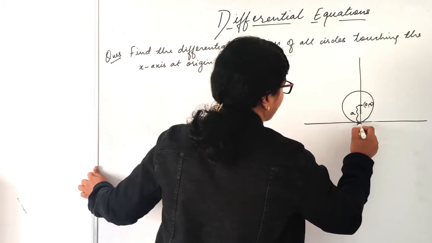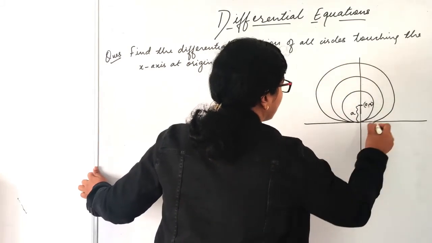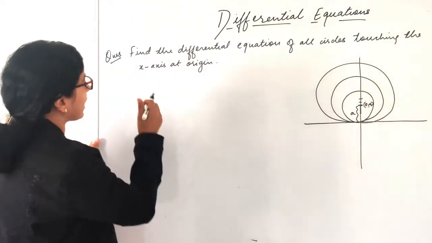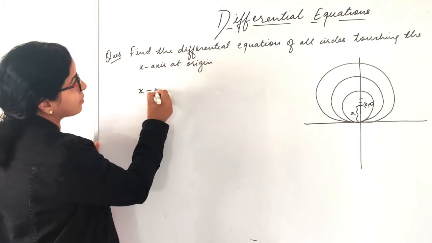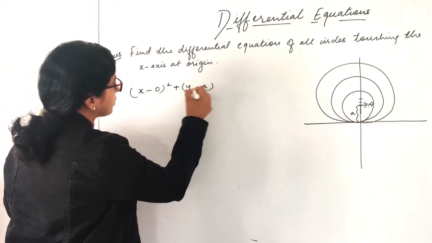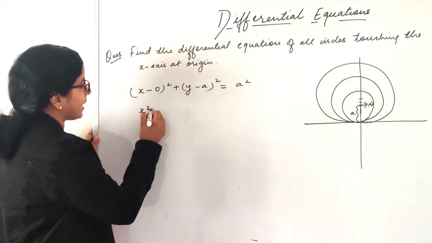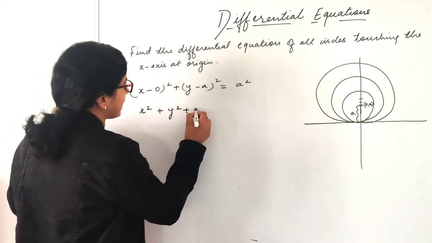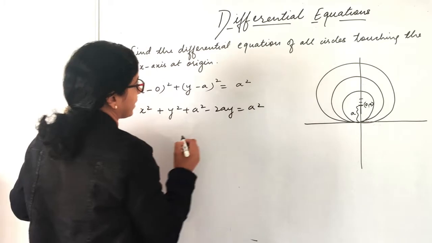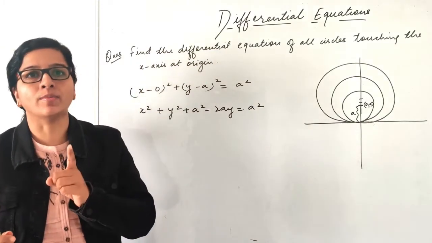Similarly, I can have another circle, right? Another circle, correct? Their center will be somewhere here, right? So I can write the equation of the circle as (x minus 0) whole square plus (y minus a) whole square is equal to a square, right? Now if you solve it, you are getting x square plus y square plus a square minus 2ay equals to a square, correct? In this equation, I have only one parameter, that is a.